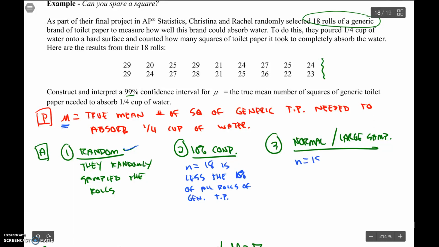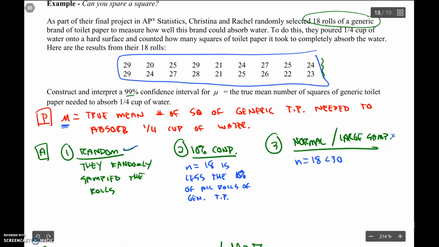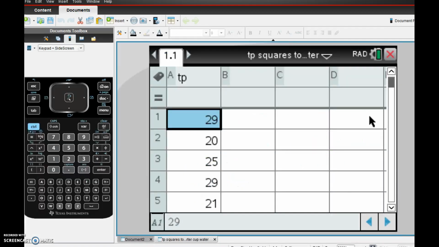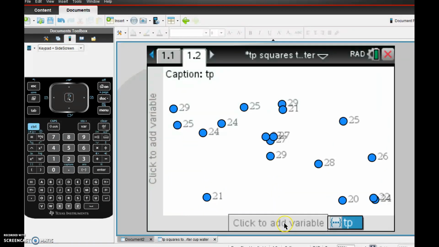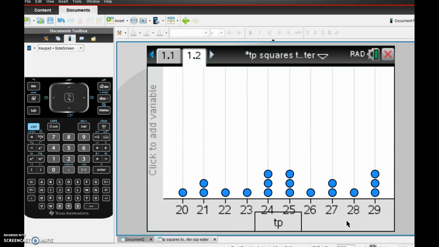First, check the sample size. We are not big, so not there. So now we have to look at our sample data and determine if it has any outliers or skewness. So we actually have to put this in our calculator and look at a graphical display. All right, so I have the data in the calculator here called TP. So let's make a display. It looks like my data is approximately symmetric and I don't see any outliers, so we pass the check.